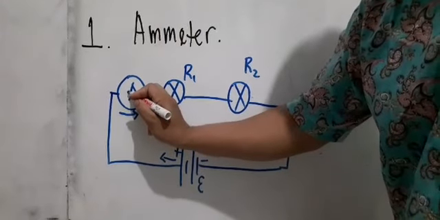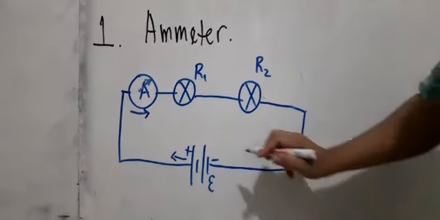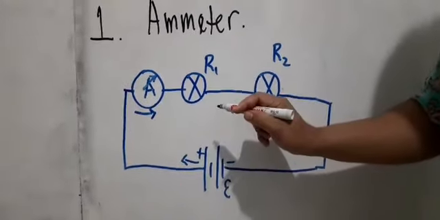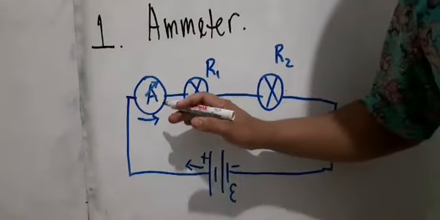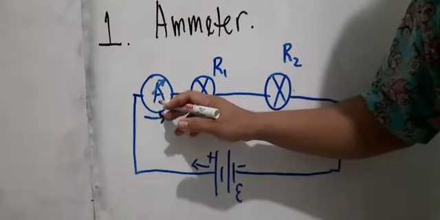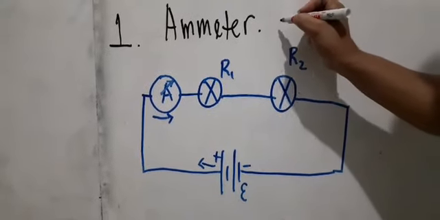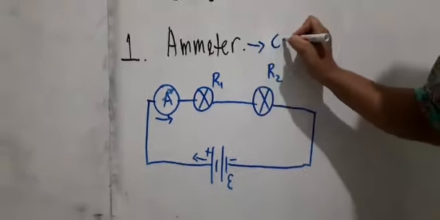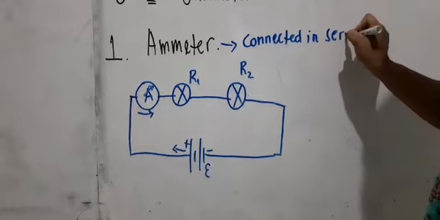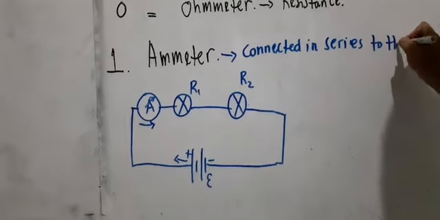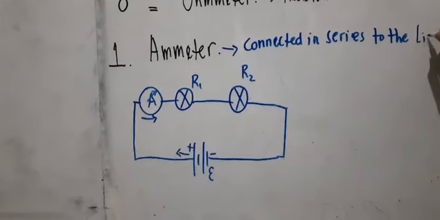The current will flow here. There will be a deflection of the needle of the ammeter when the current flows through it. So one thing that we have to know is that the instrument is connected in series to the circuit. For the ammeter to measure current, it has to be connected in series to the light bulb.